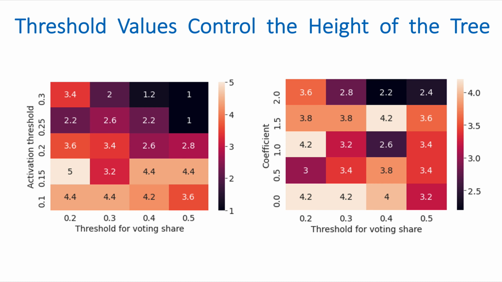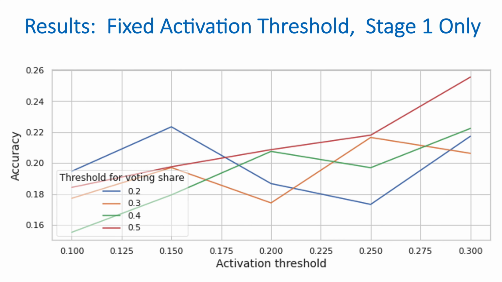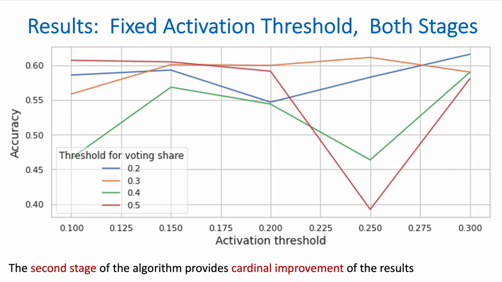This slide demonstrates that threshold values control the height of the tree. As we can see, as we increase the thresholds, the height of the tree decreases. This slide represents the dependence of accuracy on activation thresholds for different thresholds for voting share, and we can see that the results are unsatisfactory. The next slide shows the same dependence for the second stage, and the second stage of the algorithm provides a cardinal improvement of the results.